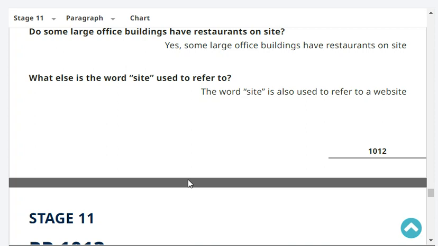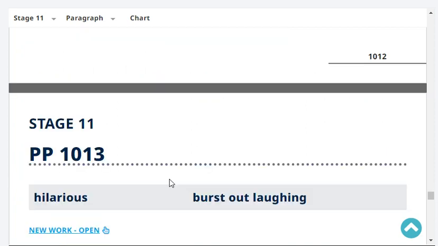What else is the word site used to refer to? The word site is also used to refer to a website. Very good.